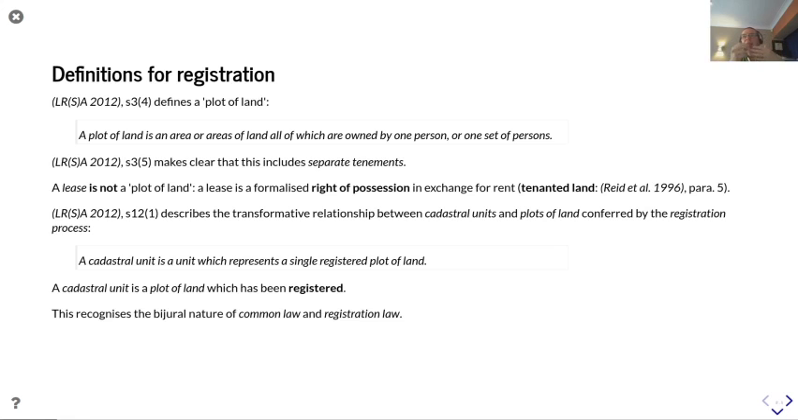A lease is not a plot of land, it's a formalised right of possession in exchange for rent. So this is really about ownership, although there are things that can be in the jurisdiction that do things specifically for leases, and this is true in Scotland.